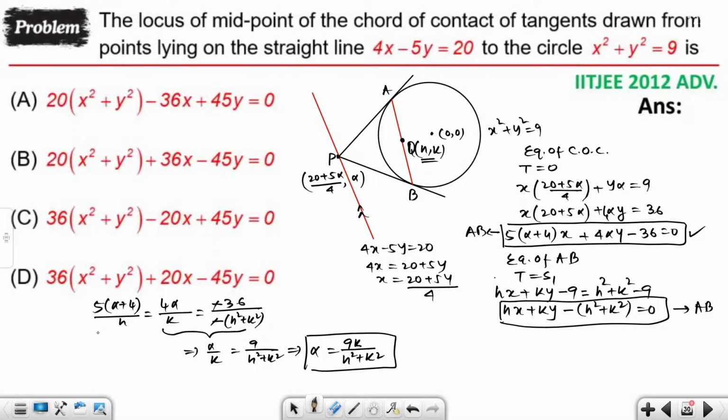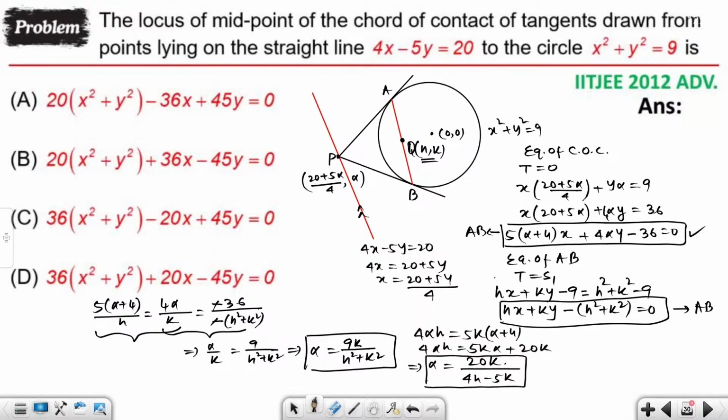Okay. Now let me take these two equations. So what are we getting? 4 alpha h is equal to 5k alpha plus 4. So 4 alpha h, 5k alpha, 20k. So from here we can write that your alpha is basically 20k divided by 4h minus 5k. Am I correct or not? Now, both are equal to alpha. Alpha I don't need because alpha is not a constant. Alpha has been chosen by me. So I have to remove it.